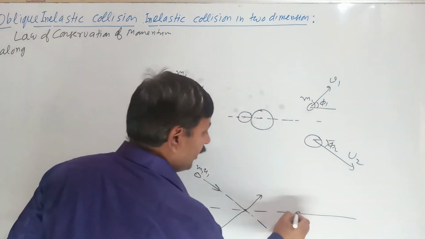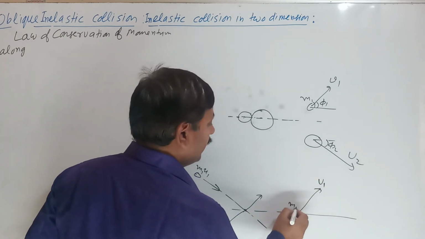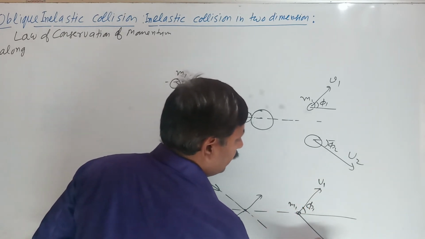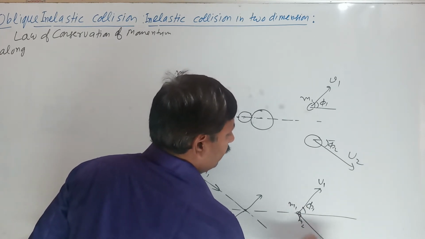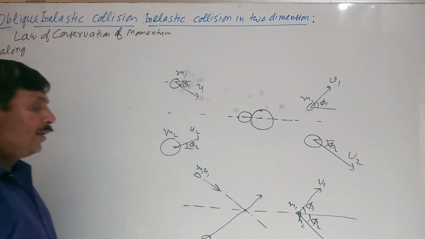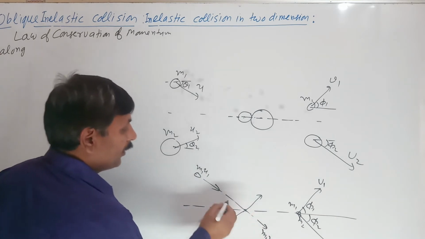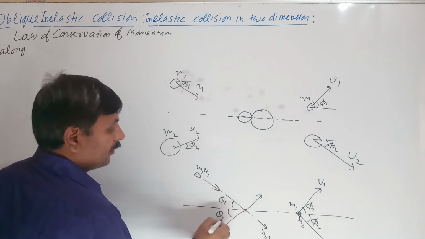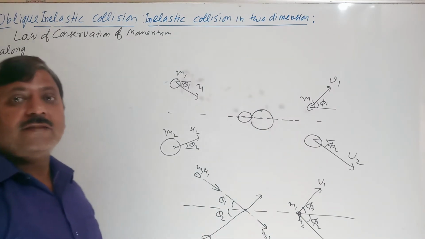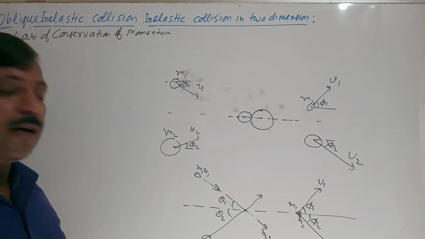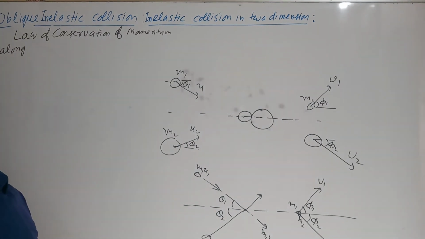After collision, m1 has velocity v1 at angle phi 1 and m2 has velocity v2 at an angle phi 2. As I have told earlier, suppose this is m1 u1, this angle is theta 1, and this angle is theta 2. So what will be the forces along x-axis? What forces are acting along x-axis?